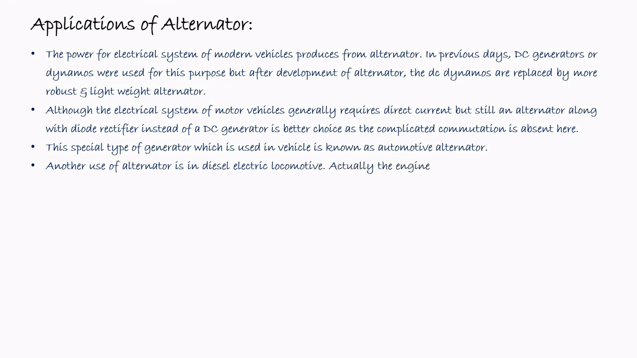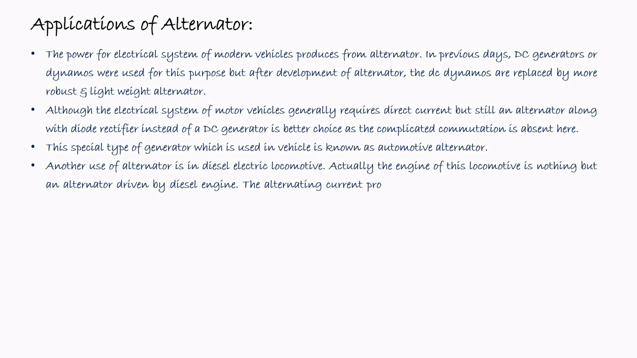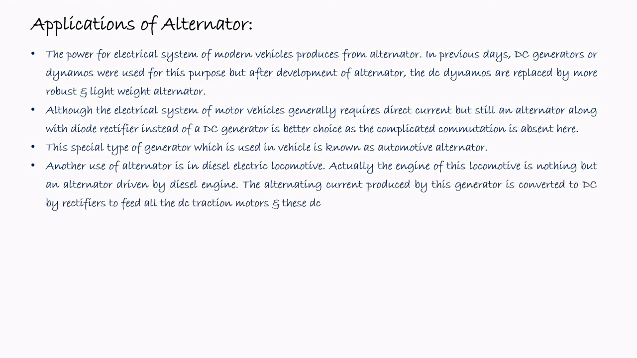Another use of the alternator is in the diesel electric locomotive. Actually, the engine of this locomotive is nothing but an alternator driven by the diesel engine. The alternating current produced by this generator is converted to DC by rectifiers to feed all the DC traction motors, and these DC traction motors drive the wheels of the locomotive.